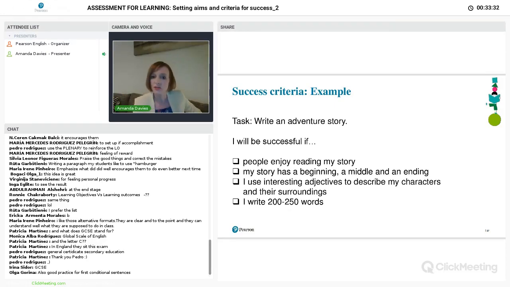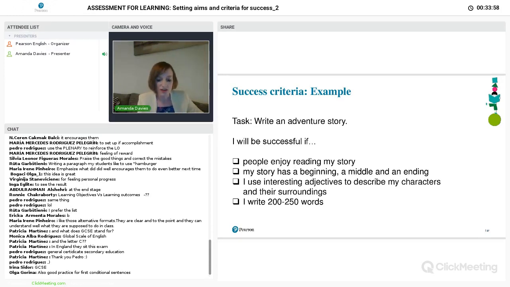The students from this group, they'd been looking at stories and breaking them down into a beginning, a middle, and an ending, so they knew they needed these three phases. And we'd also analyse stories and thought about adjectives to describe characters and surroundings, so making the writing really descriptive, and then to write 200 or 250 words.